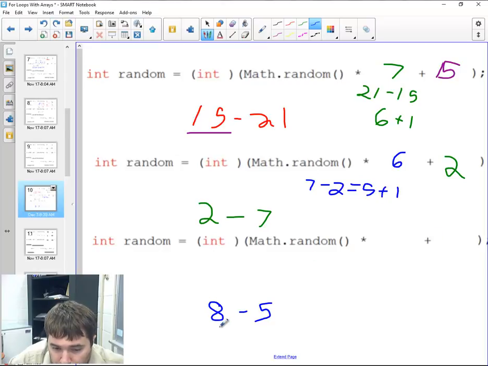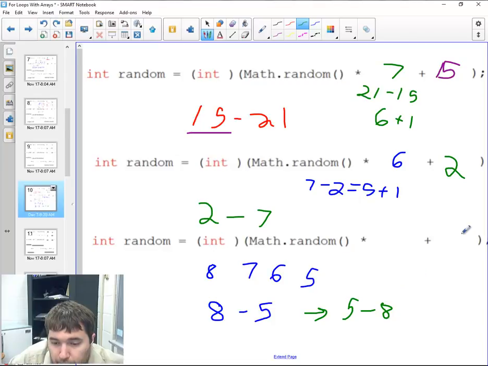Starting number is not 8 because what you have to realize here is we're going from 8 to 5, which means we have 8, 7, 6, 5. That means actually our starting number is 5 and our ending number is 8. So our starting number is 5. 8 minus 5 is 3 plus 1 is 4.